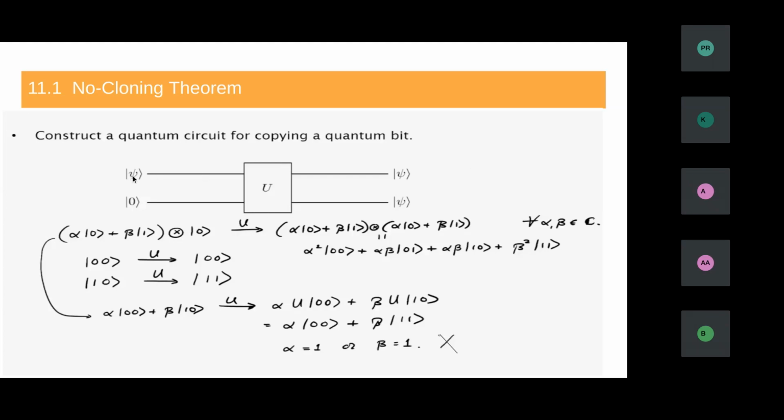If that is the case, let's take a simple example. Here you have a ket psi, which is alpha ket 0 plus beta ket 1, and we have a ket 0, with which we are doing a tensor product. So if we do a tensor product, we see alpha ket 0 0 and beta ket 1 0.